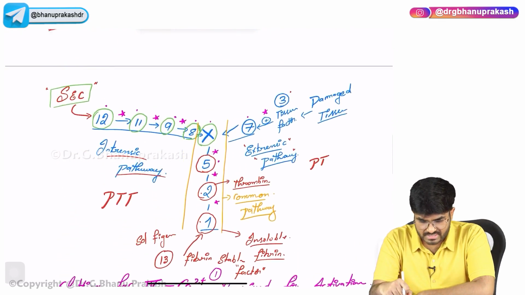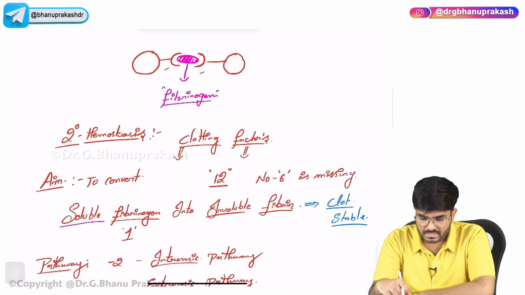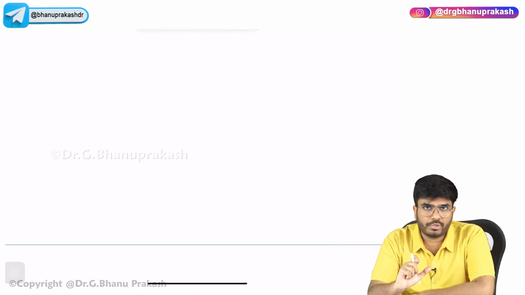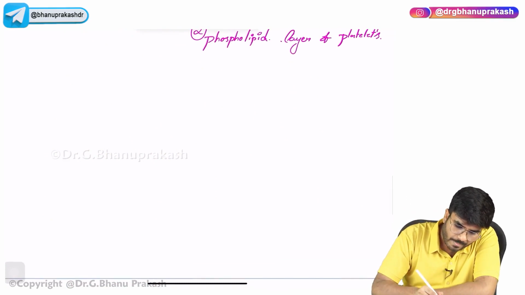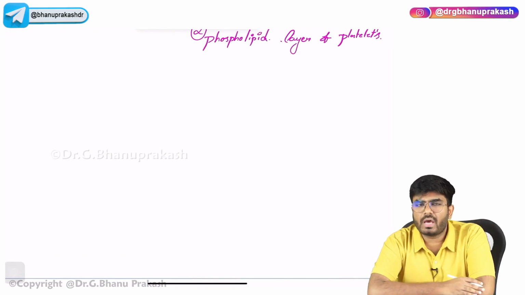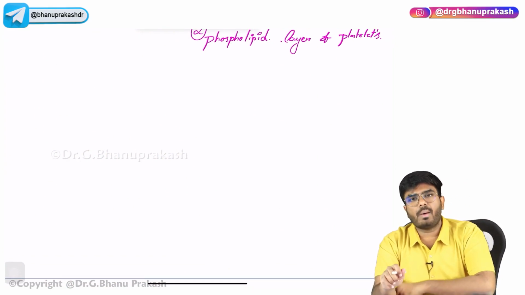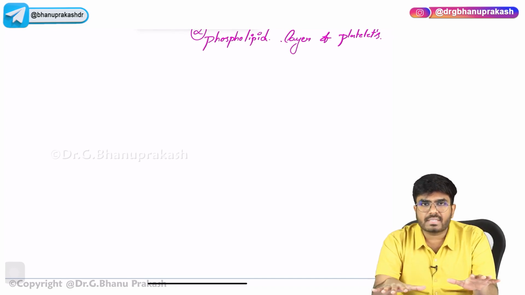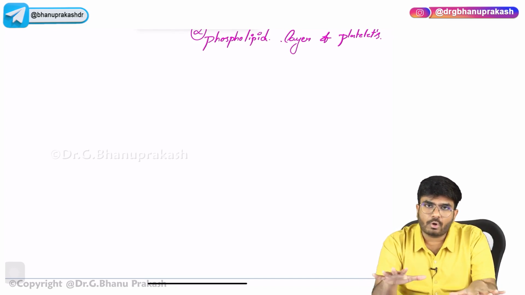So, primary hemostasis is completed and secondary hemostasis is also completed. Now, some important points I want you to know. Always in our body, there is a balance between clotting factors and anti-clotting factors.